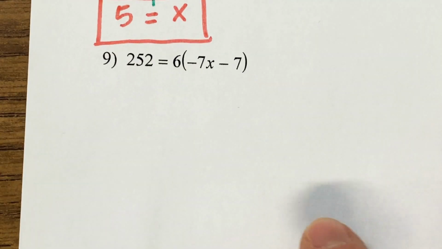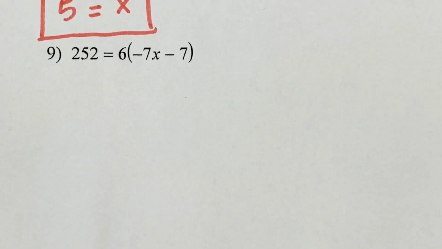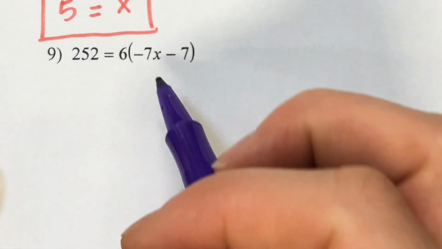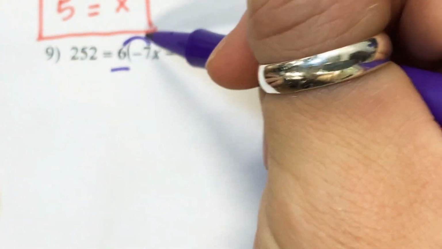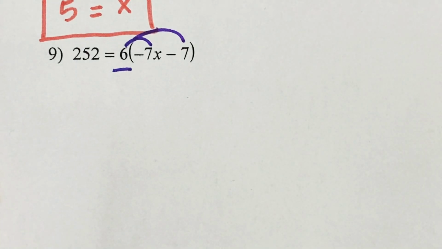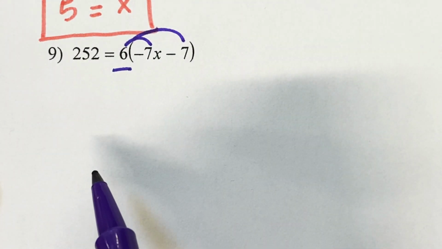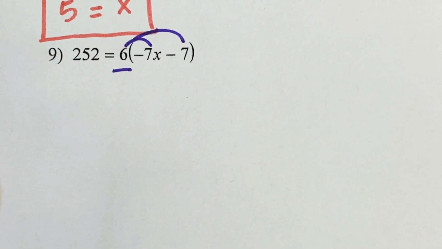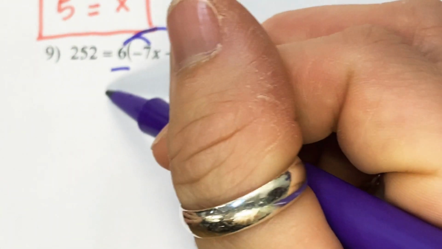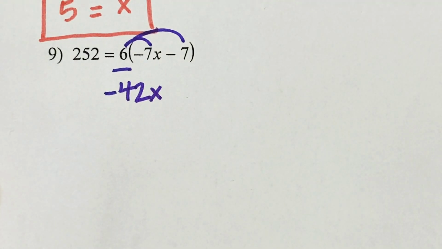Okay, look at number 9. So let's follow our same steps. We need to distribute first. So what is the number that is going to distribute in front of my parentheses? Okay, it's going to be this positive 6. Distribute to both things inside, so 6 times negative 7x. What is 6 times negative 7? That's going to give me negative 42, and there was 1x, so just negative 42x.